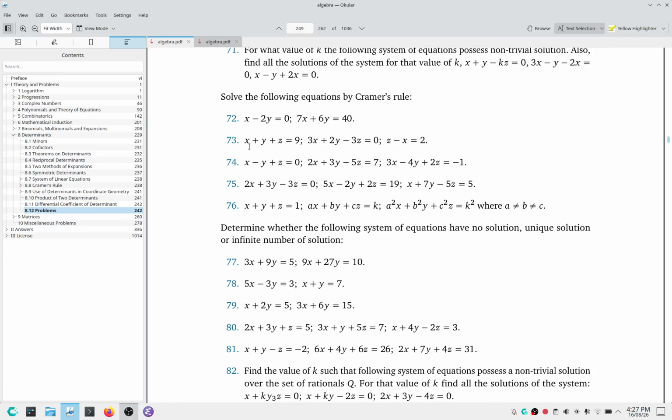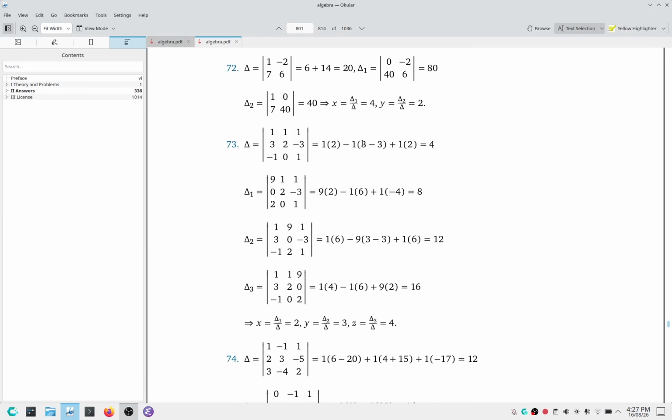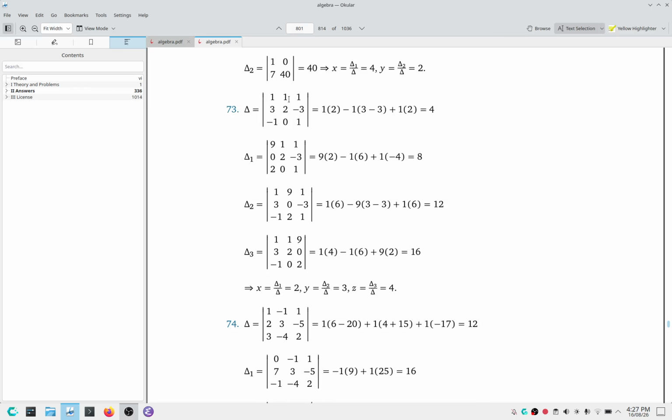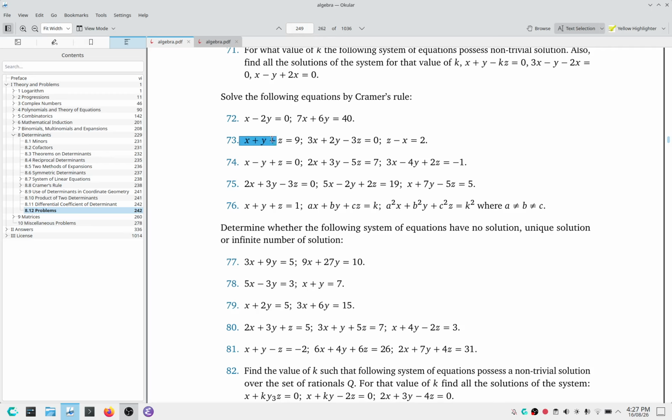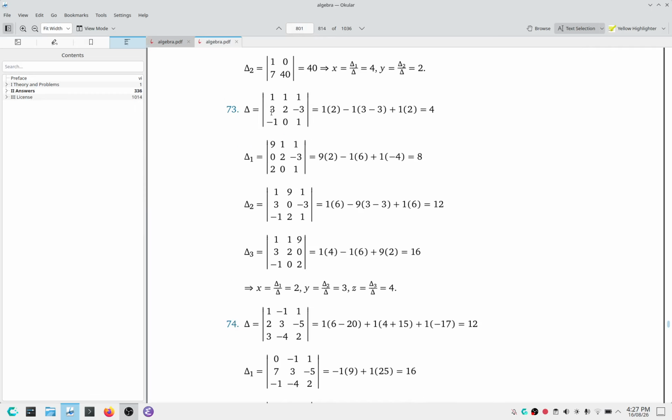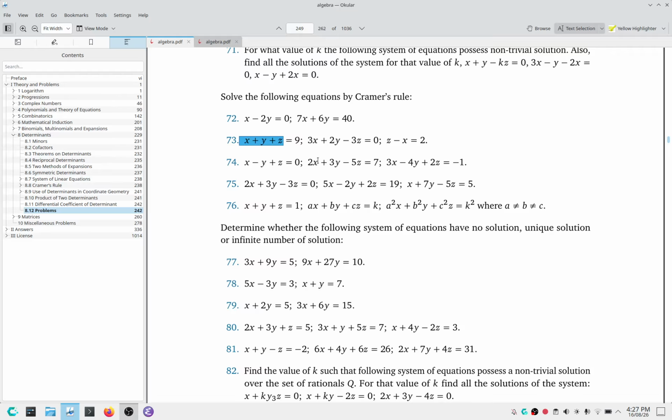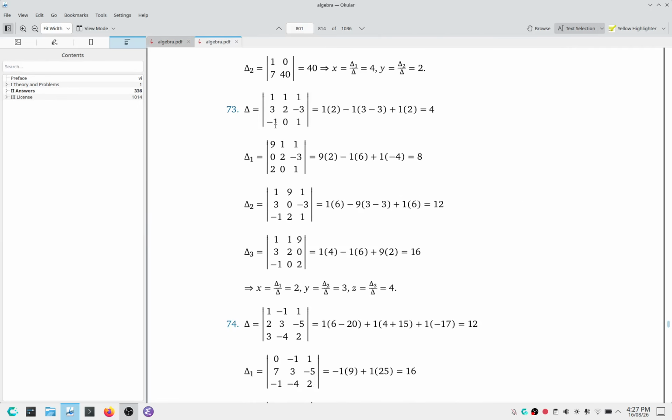Question 73: x plus y plus z is equal to 9, 3x plus 2y minus 3z is equal to 0, z minus x is equal to 2. So our delta has the first row 1, 1, 1, the coefficients of the first equation. Then we have 3, 2, minus 3, the coefficients of the second equation. And finally we have minus 1, 0, 1, the coefficients of the last equation. Upon expansion it gives 4.